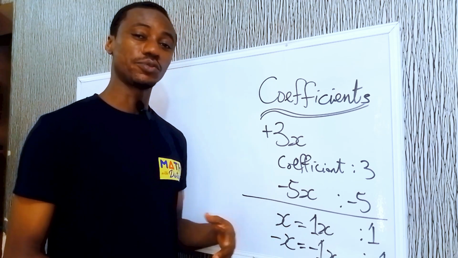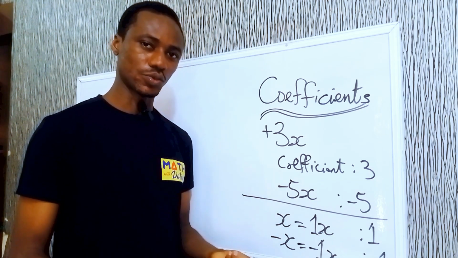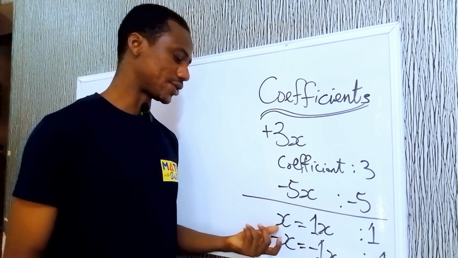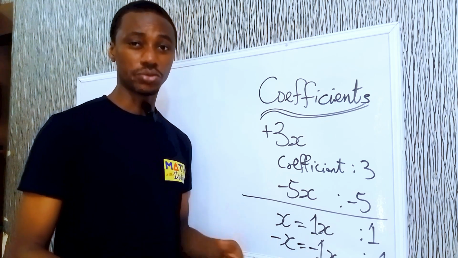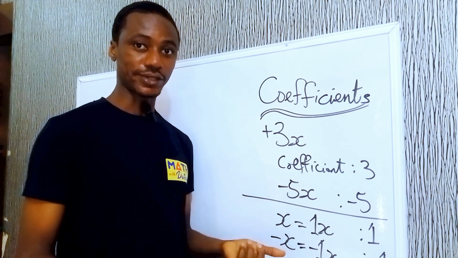And then you know that if you multiply anything by 1, it remains that thing. So 1 times 3 is 3. So 1 times x is x. So that's why we always write it as x and not 1x, because a number times 1 is itself. Whatever you multiply by 1 remains the same, right?